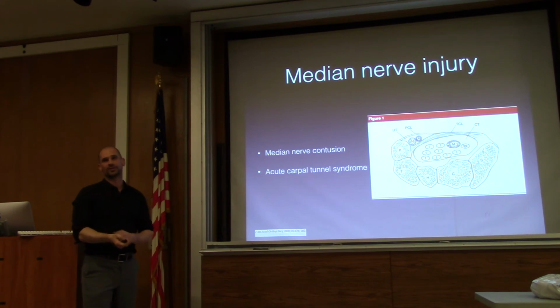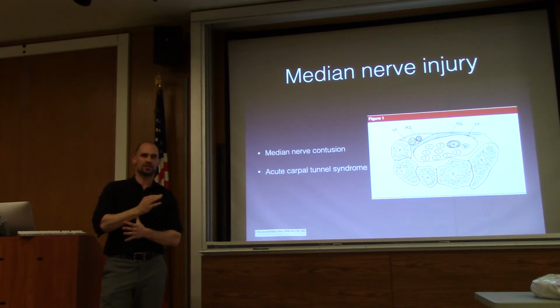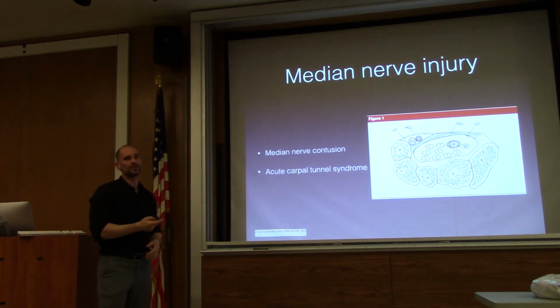One is going to be a median nerve contusion, right? You're going to have a little bit of an injury to your median nerve, and you may get a little bit of paresthesias. The next thing is acute carpal tunnel syndrome.